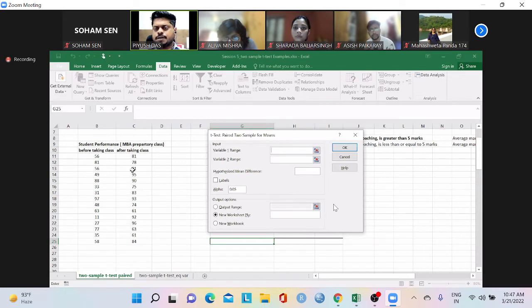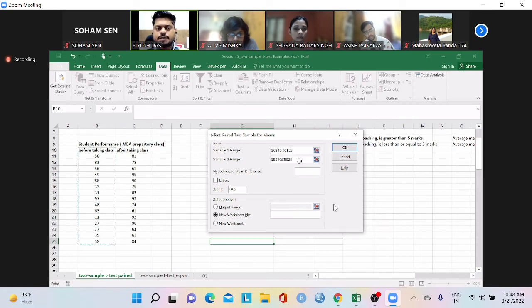Variable one range, ideally what you should take is what I'm subtracting from, right? After taking class, some marks, I'm subtracting from that what is before taking class. When I say that the difference is greater than 5, what I mean to say is that after taking class, the exam performance has improved. So my variable one range is after taking class, right? That is what I want to prove: after taking class, your marks have improved. Variable one minus variable two. My variable two will be before taking class.